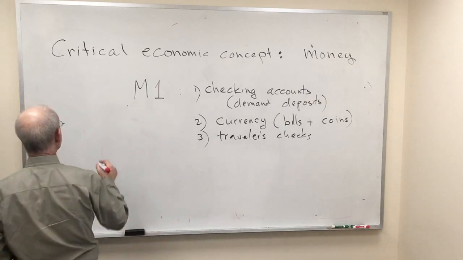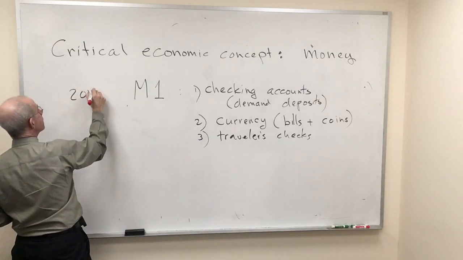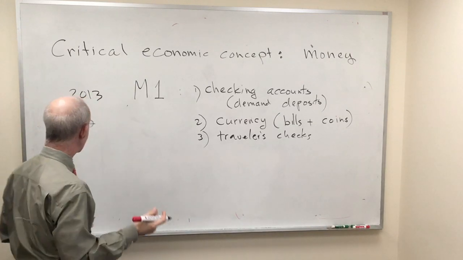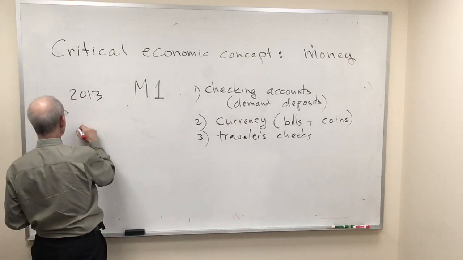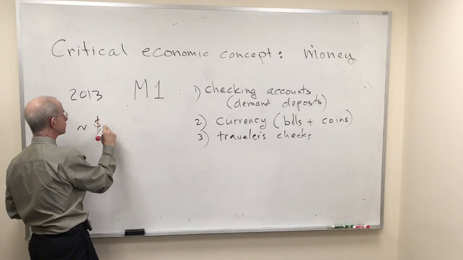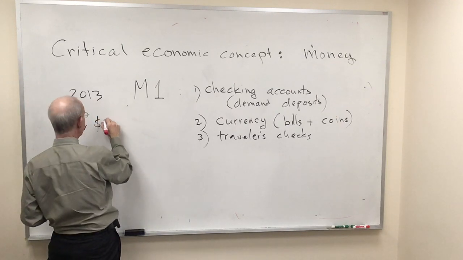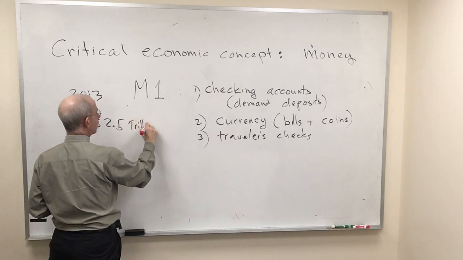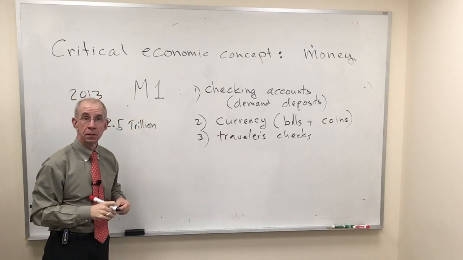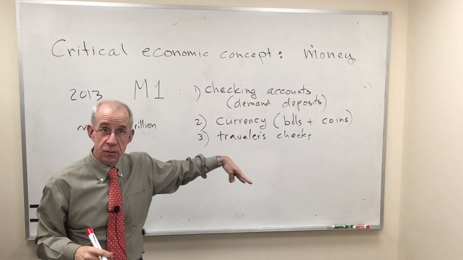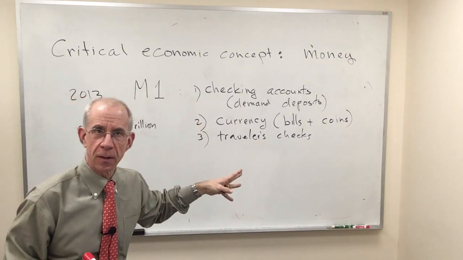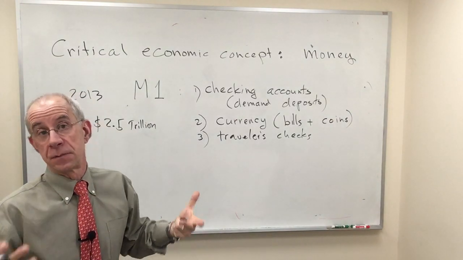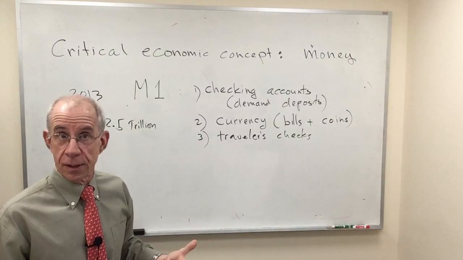Now, in 2013, what was M1 in the United States? About 2.5 trillion dollars. If you added up all of these sources and a few other ones, which I'm not going to go into, you would have about $2.5 trillion that was in circulation.